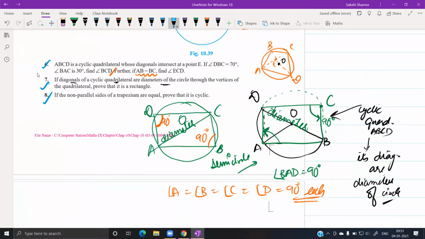Question number 8: if non-parallel sides of a trapezium are equal, prove that it is cyclic. So you have a trapezium. We want to prove that trapezium, sorry, it's an isosceles trapezium. This question could also be like this: prove that an isosceles trapezium is cyclic. So an isosceles trapezium will be a quadrilateral in which we have one pair of parallel opposite sides, and the other pair of opposite sides is equal in length.